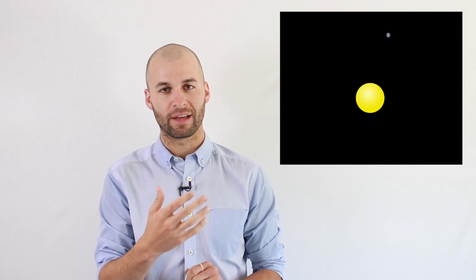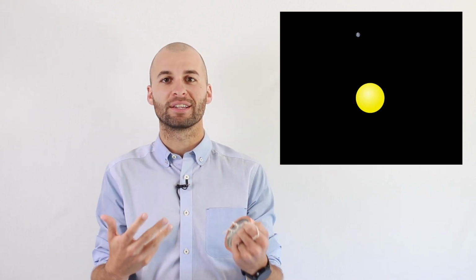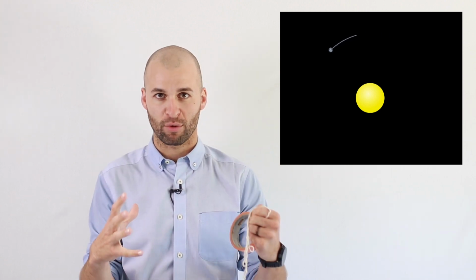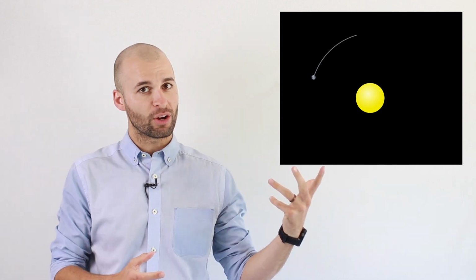Now, this can be something as simple as a mass being swung at the end of a string, or it can be something as complex as a planet orbiting a star. Now, I know planets don't orbit in perfectly circular paths, but let's just simplify it down to a circular path for this example. So we have a planet orbiting a star.